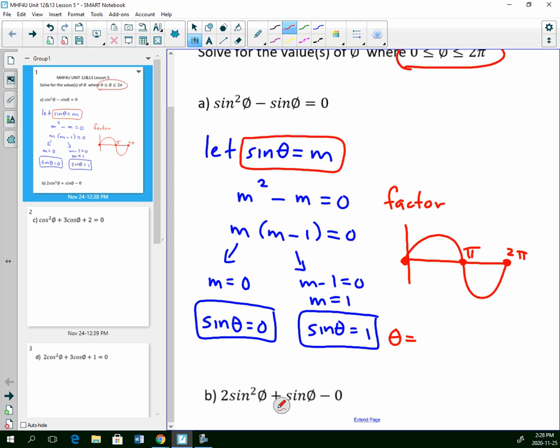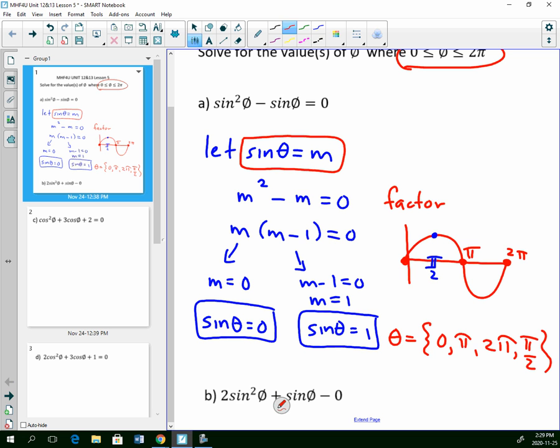So that starts off my solution set: 0, pi, and 2 pi for when sine theta equals 0. And then where does sine theta equal 1? Here, which is at pi over 2. So that's my solution for that factor, and then that's my solution set.